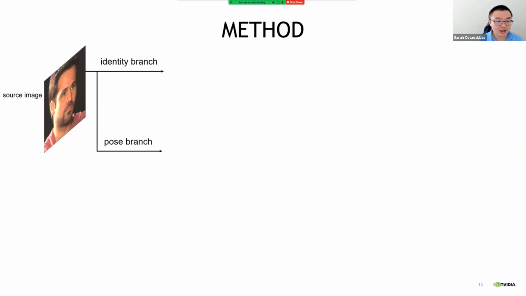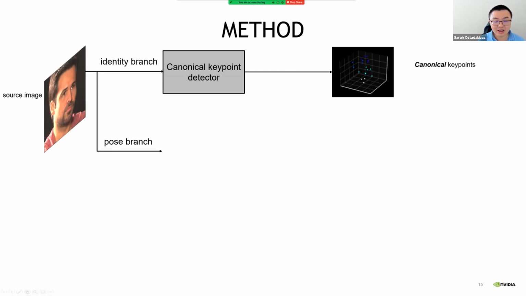For the source image, for the key points, we actually have two branches. One is called the identity branch, the other is the pose branch. For the identity branch, we use something called a canonical key point detector to extract the canonical key points. These key points are for encoding the shape of the subject, like the shape of the nose, the shape of the face. It doesn't contain expression or pose, meaning that when you rotate the head or you change the expression, the canonical key point should be the same.